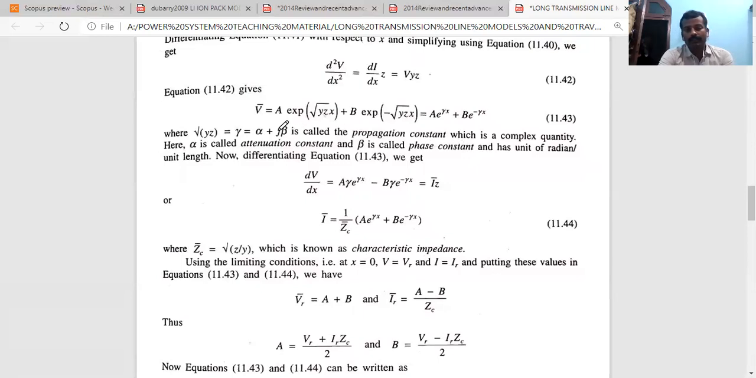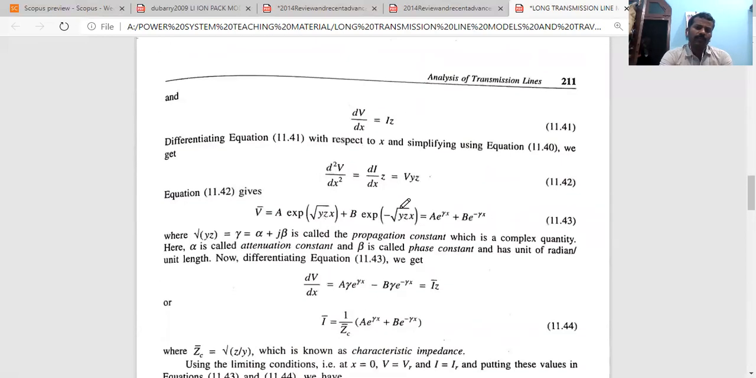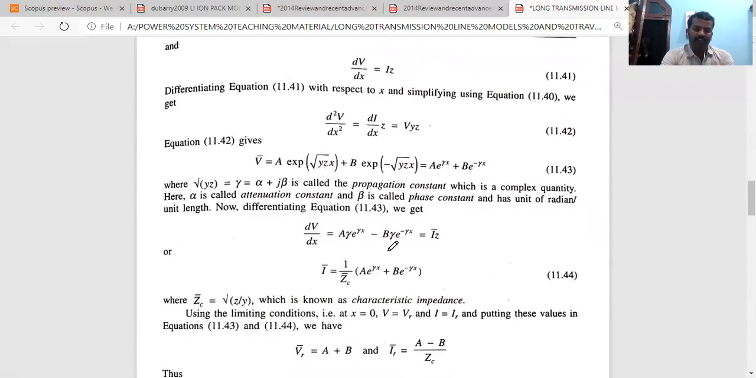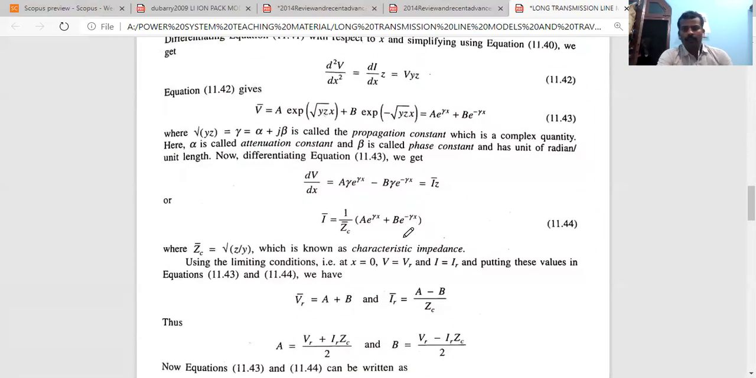I think you have read this in EMFT, electromagnetic field theory, also. And this is also the wave equation in a transmission line. You have to remember it as the wave equation, where gamma is equal to root YZ. Y is the admittance, Z is the impedance.